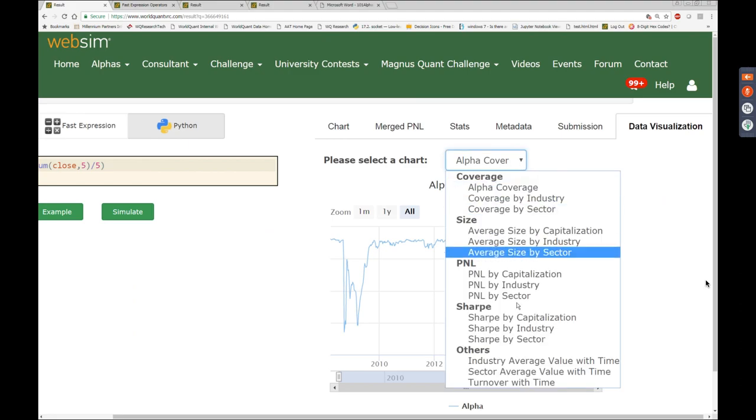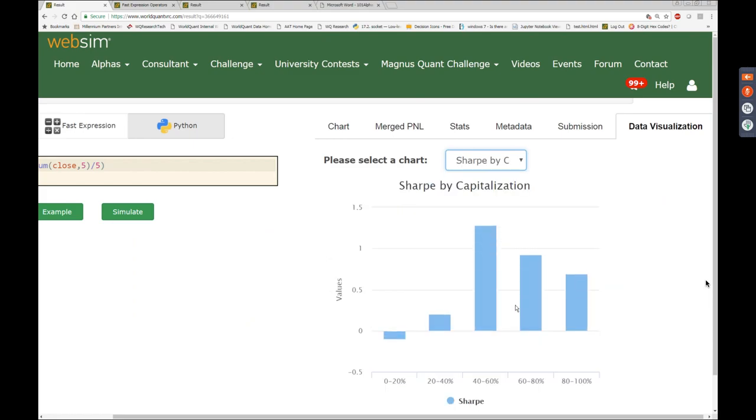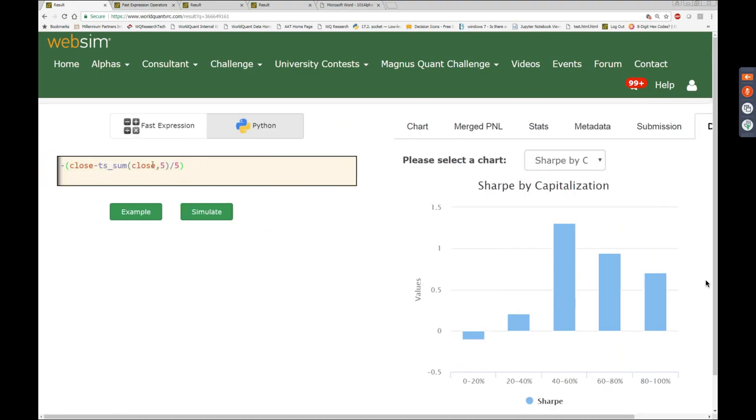Another thing I like to look at is the Sharpe by capitalization. Here we see that the large cap stocks, so the big stocks, make a lot of money, and the Sharpe is nice here. Those are the stocks that are easy or cheap to trade, so it's always good to see a good performance in the large cap stocks, while the small cap stocks we could improve.